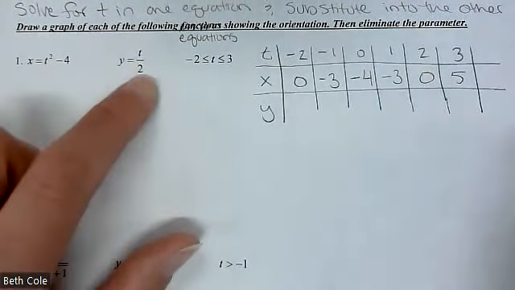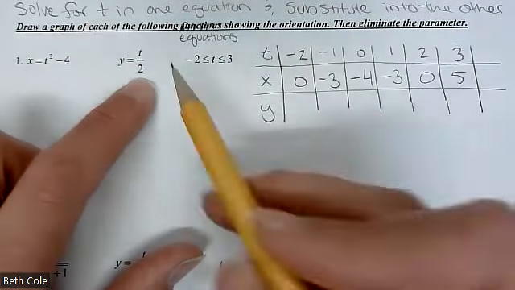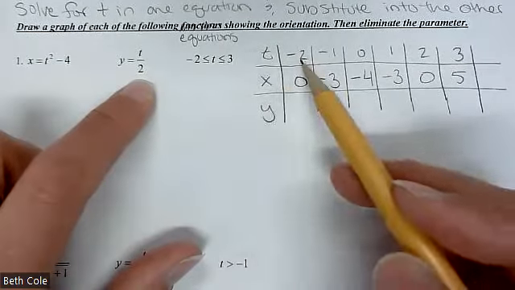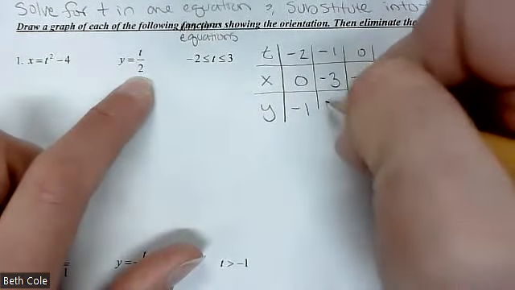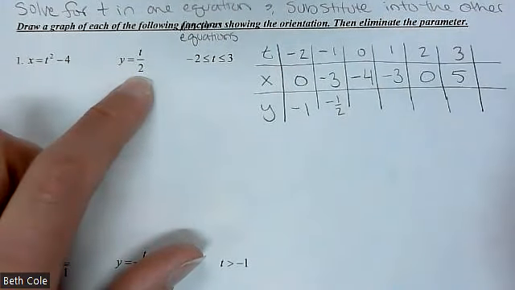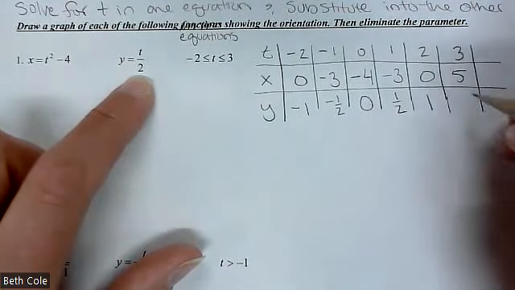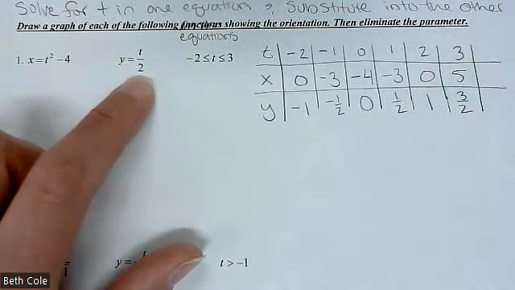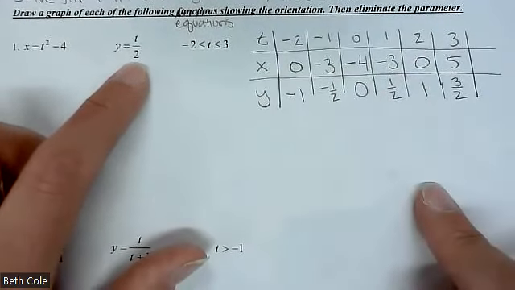And then we're going to do the exact same thing for the y's. We're going to plug all these in for t for the y equation. So if you plug in -2, -1, this will be -0.5, 0, a half, 1, 3/2. And it's going to go in this order when we graph it.